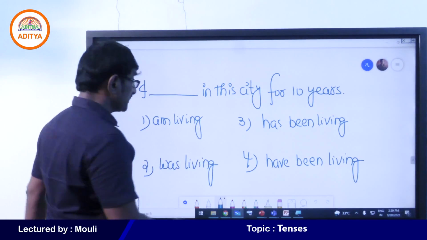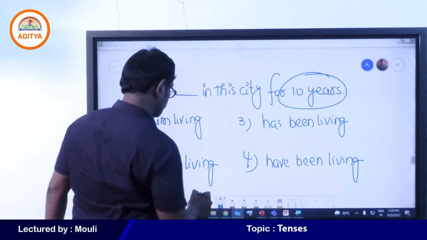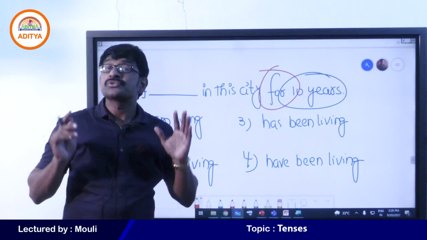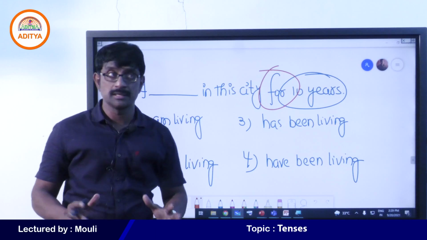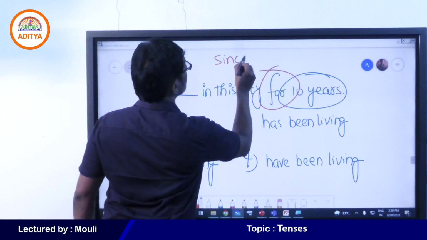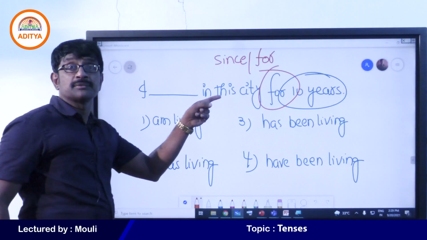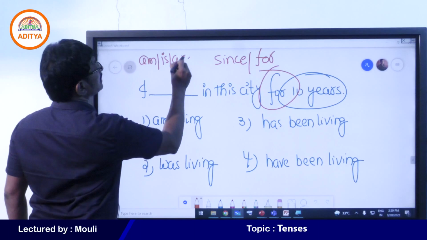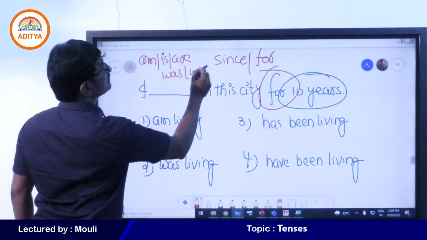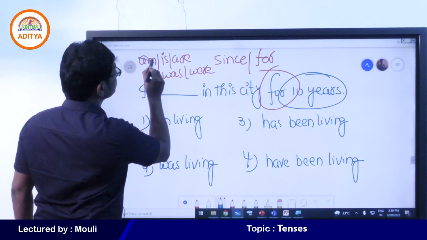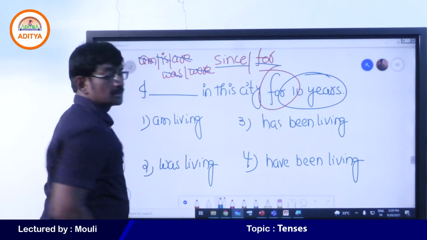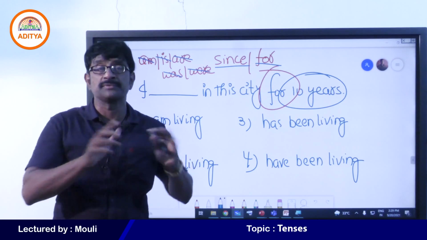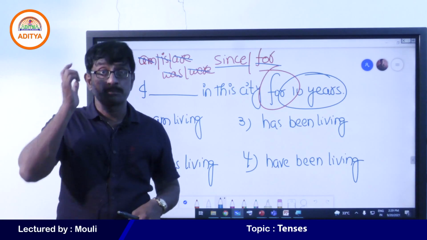Okay, now let us see. First, look at this object. For 10 years it is given. Students, please remember one thing. Whenever we write since or for, we cannot write am, is, or, was, were. These we can't write. Since and for do not match with am, is, or, was, were. It is impossible. Please remember that point.